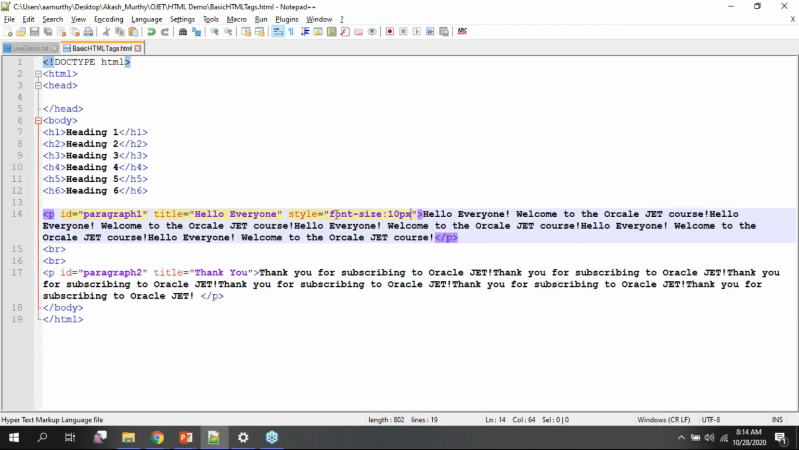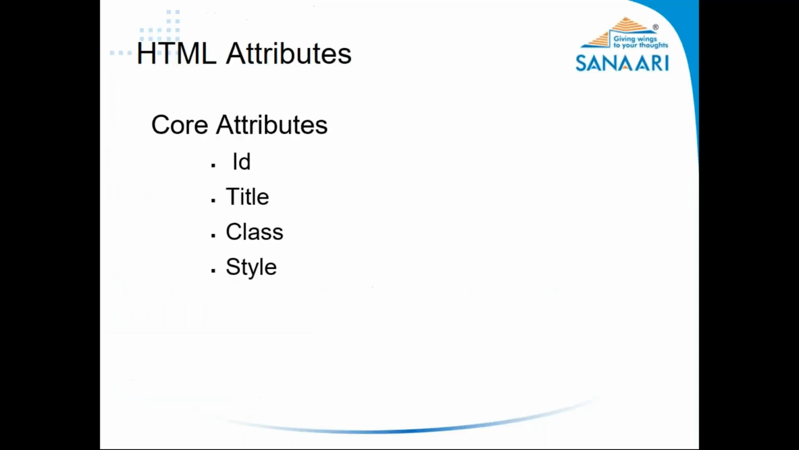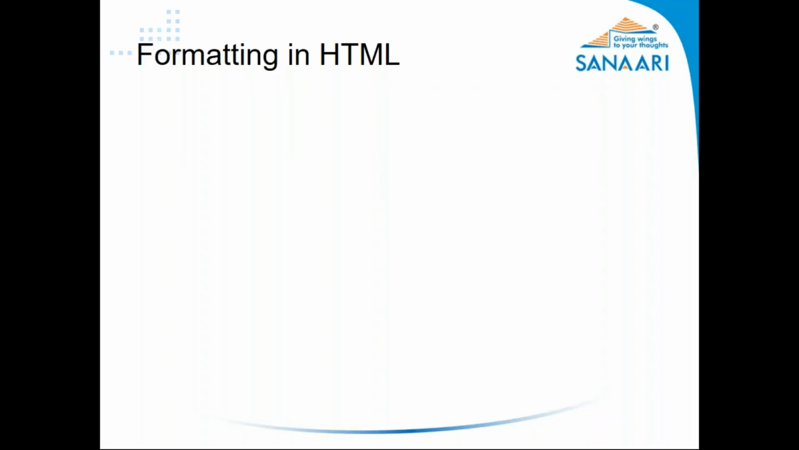So you can use any of your CSS scripts inside this style tag. If you want to use any CSS scripts, we use this style tag. So these are the basic four core attributes. There are many attributes, but these are the core attributes which we often use. Next, let me go to the formatting in HTML.